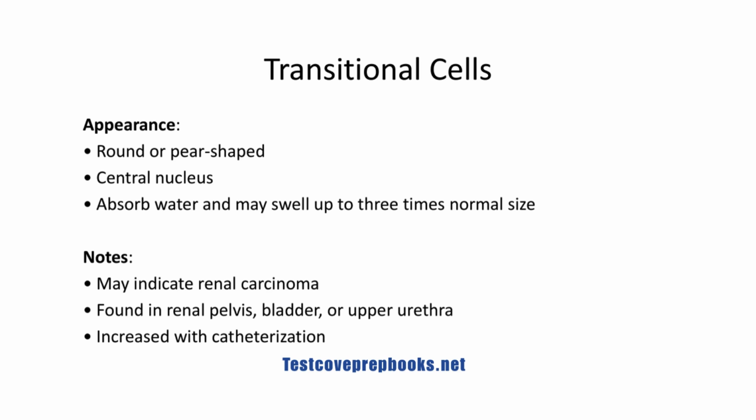Transitional epithelial cells are round or pear-shaped with a central nucleus. They have the ability to absorb water and may swell to as much as 3 times their normal size. These cells may indicate renal carcinoma and are normally found in the renal pelvis, bladder, or upper urethra. Their numbers increase with catheterization.